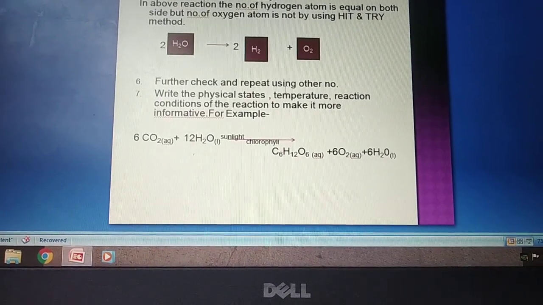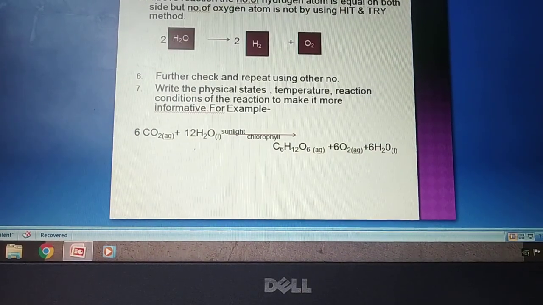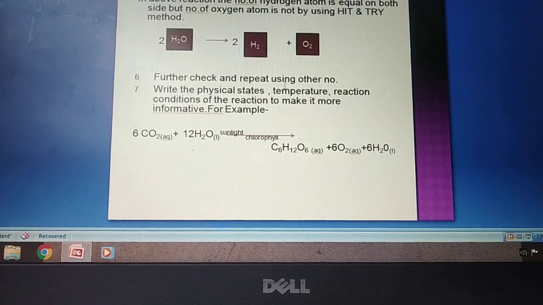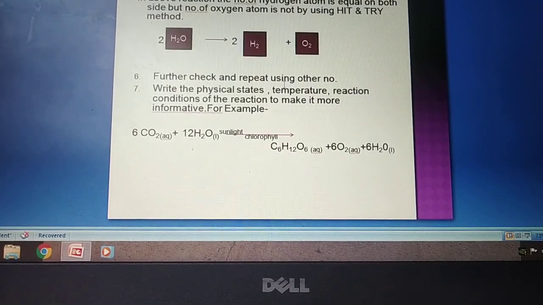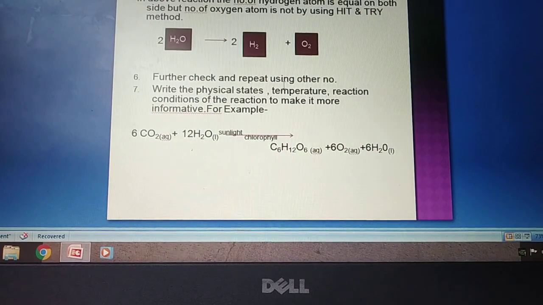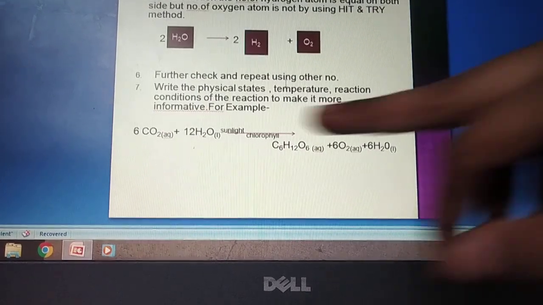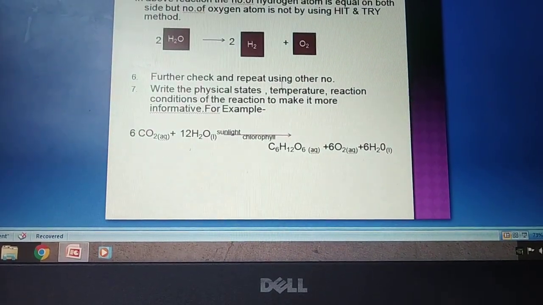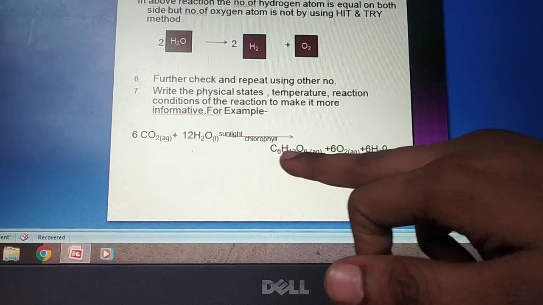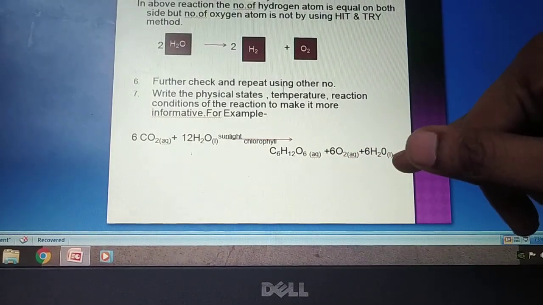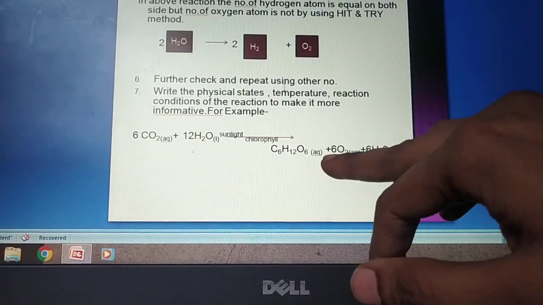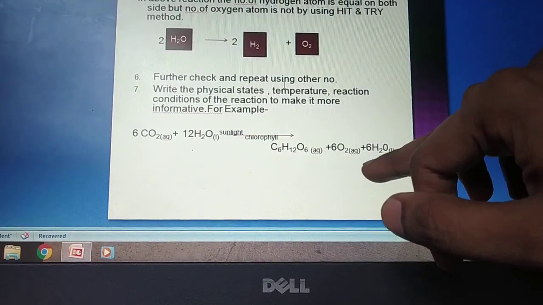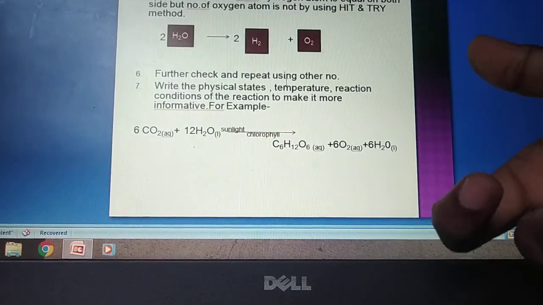For example, here I have written the equation for photosynthesis. This is 6 molecules of carbon dioxide, definitely from air, and 12 molecules of water in liquid form, in the presence of sunlight and chlorophyll. These are the conditions here. Without this, the reaction will not take place, and it gives us C6H12O6 plus 6O2 plus 6H2O. In which form? Aqueous C6H12O6, glucose in aqueous form, 6O2, and H2O again in liquid form.